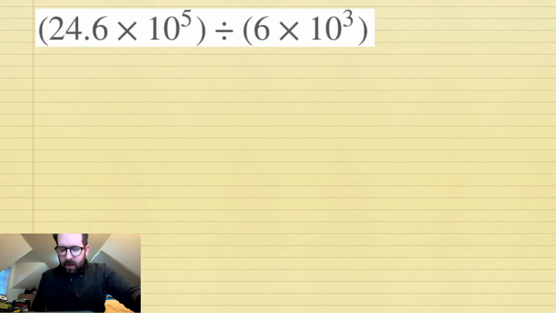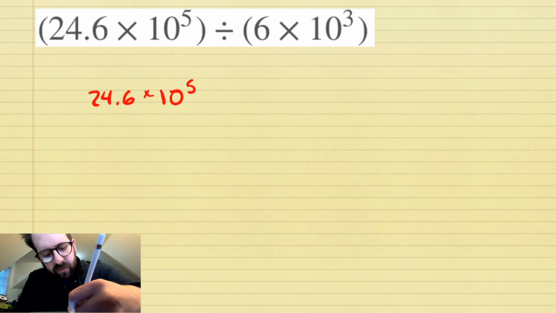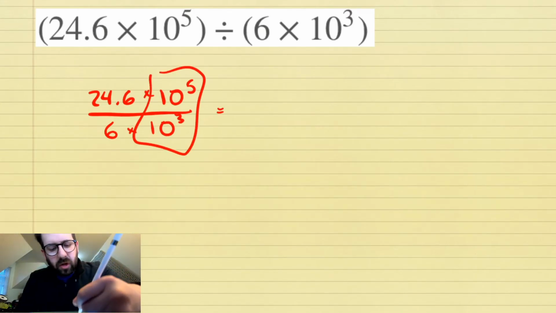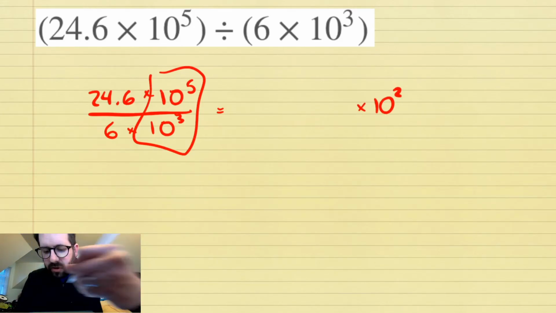What do we have? Problem number 9, I think here. So we're dividing. So again, the powers of 10 don't matter. We're taking the 24.6 times 10 to the 5th, and we're dividing by 6 times 10 to the 3rd. Again, just like before, we subtract the powers of 10, top minus bottom, so we're going to get times 10 to the 2nd. That's great.